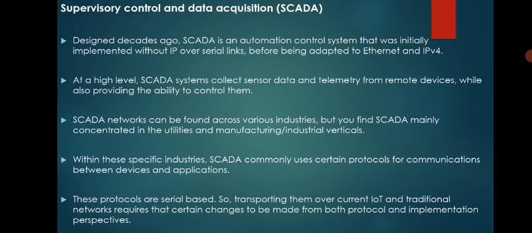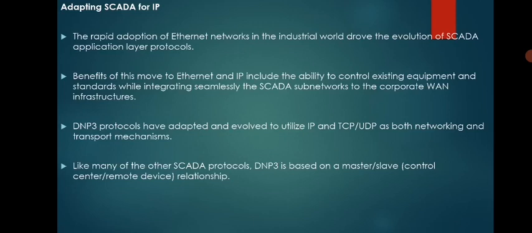So what are those adaptations? We'll see that. Then, adapting SCADA for IP. We'll see how we can deploy SCADA for an IP based IoT network. The rapid adoption of Ethernet networks in the industrial world drove the evolution of SCADA application layer protocols. So we need to go for this application layer protocol for SCADA, because obviously we will be using Ethernet for the entire system.